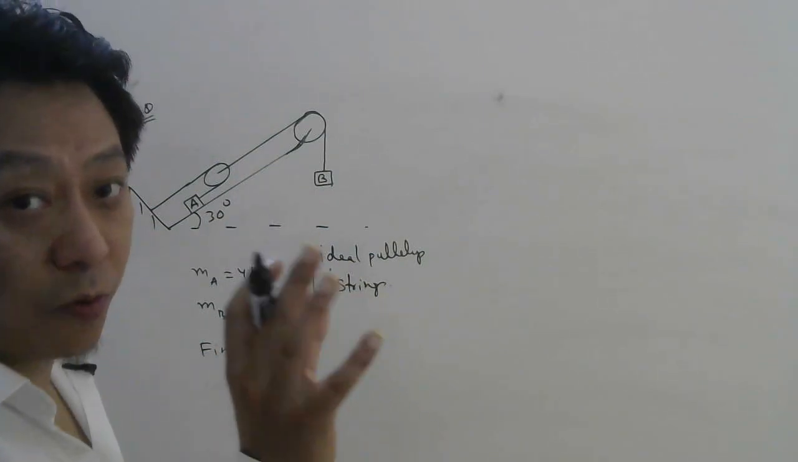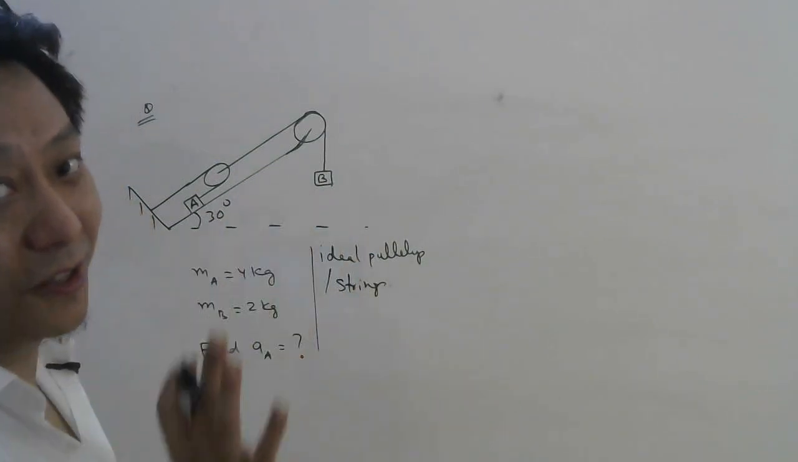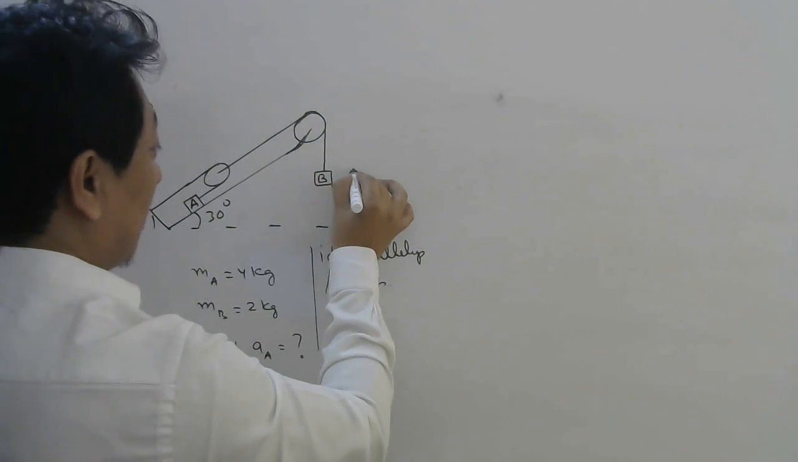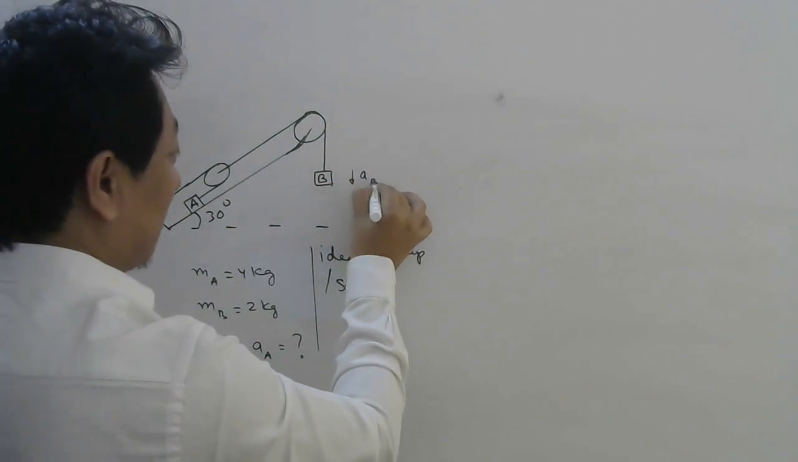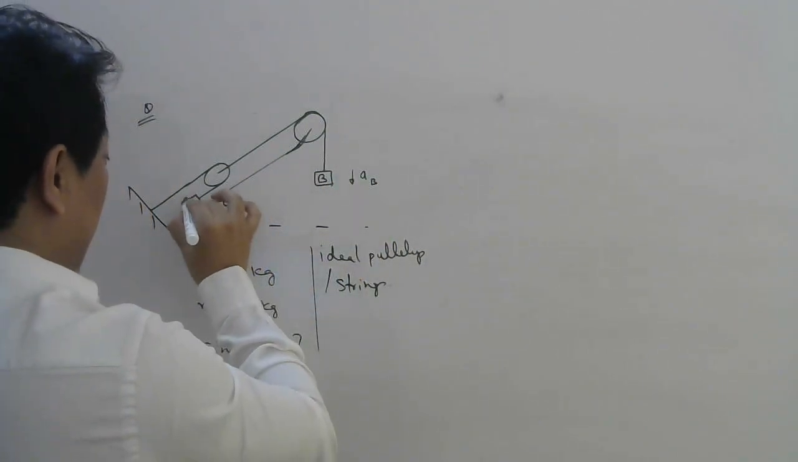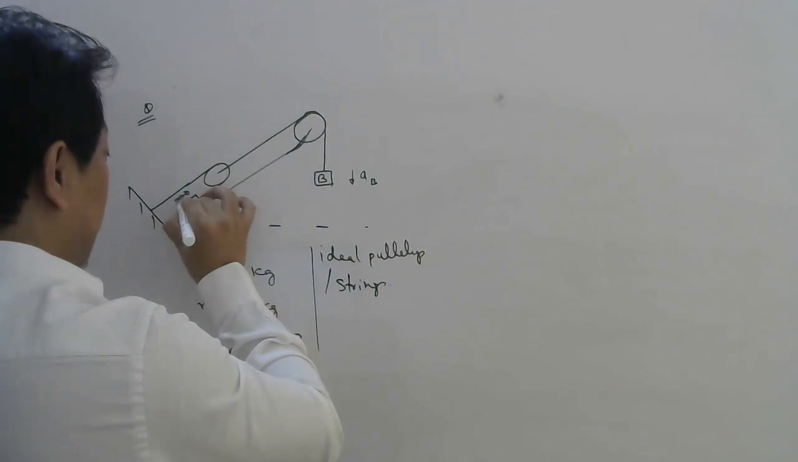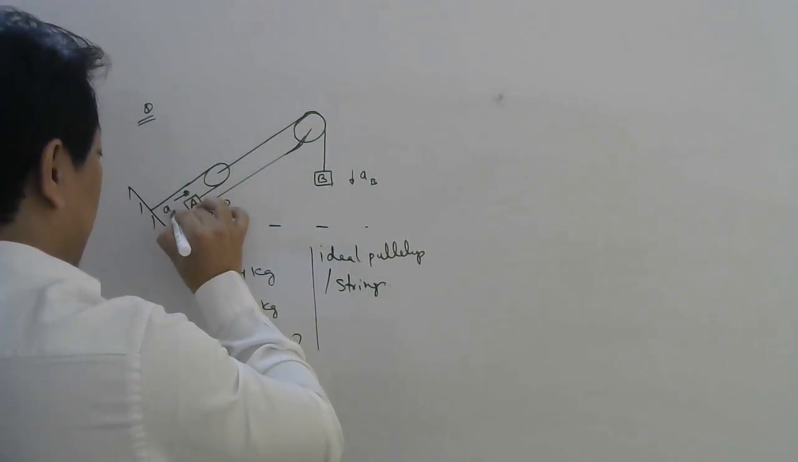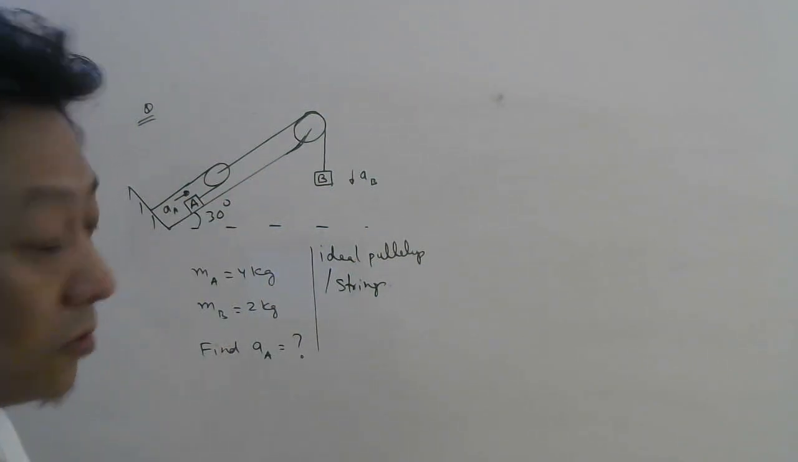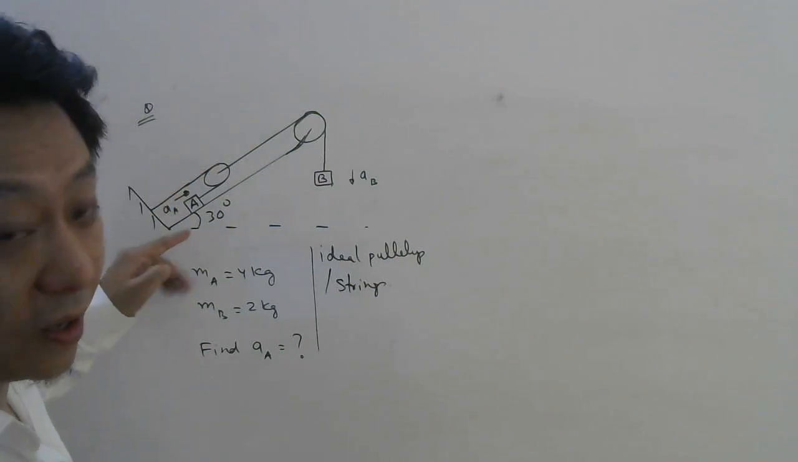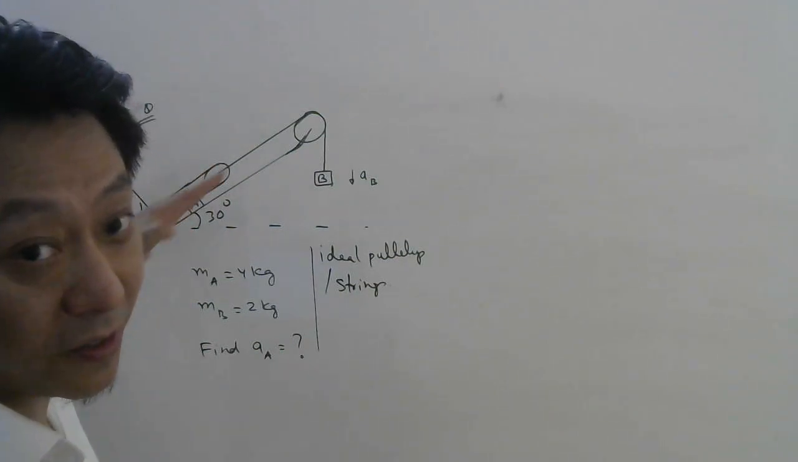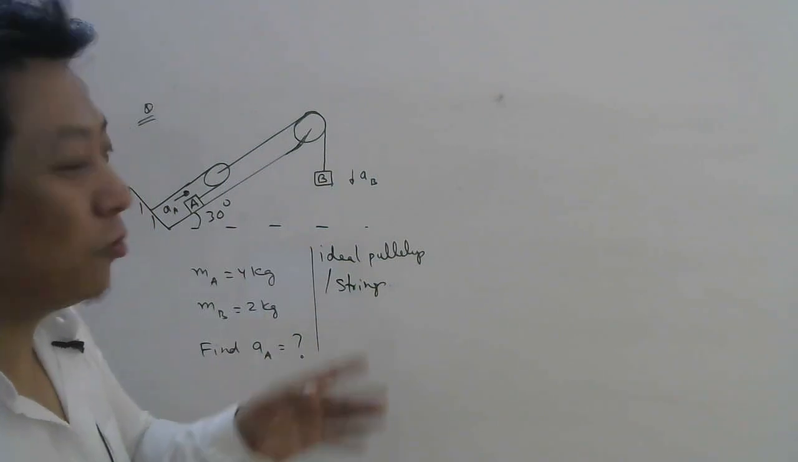First thing is we have to assume the direction of acceleration. So let us assume B has acceleration downwards, AB. And we will assume this block A has acceleration this side, AA. Okay, so AA is the acceleration of block A, which I am assuming this side. Now, you don't have to worry, you can assume anywhere.